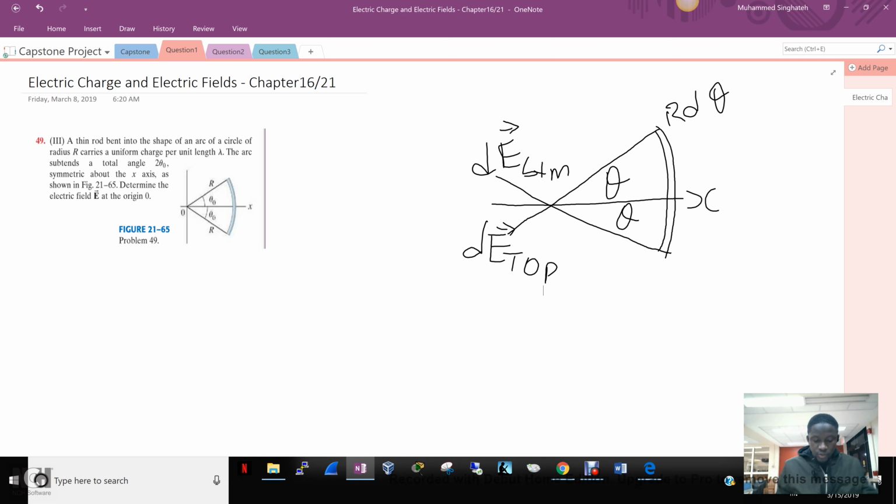All right, so now from the diagram, considering pieces of the arc that are symmetric with respect to the x-axis, we see the total field will only have an x component. So the total electric field will only have an x component. Therefore, the vertical components of the field will cancel each other, like the top and the bottom components will cancel each other because it's symmetric.